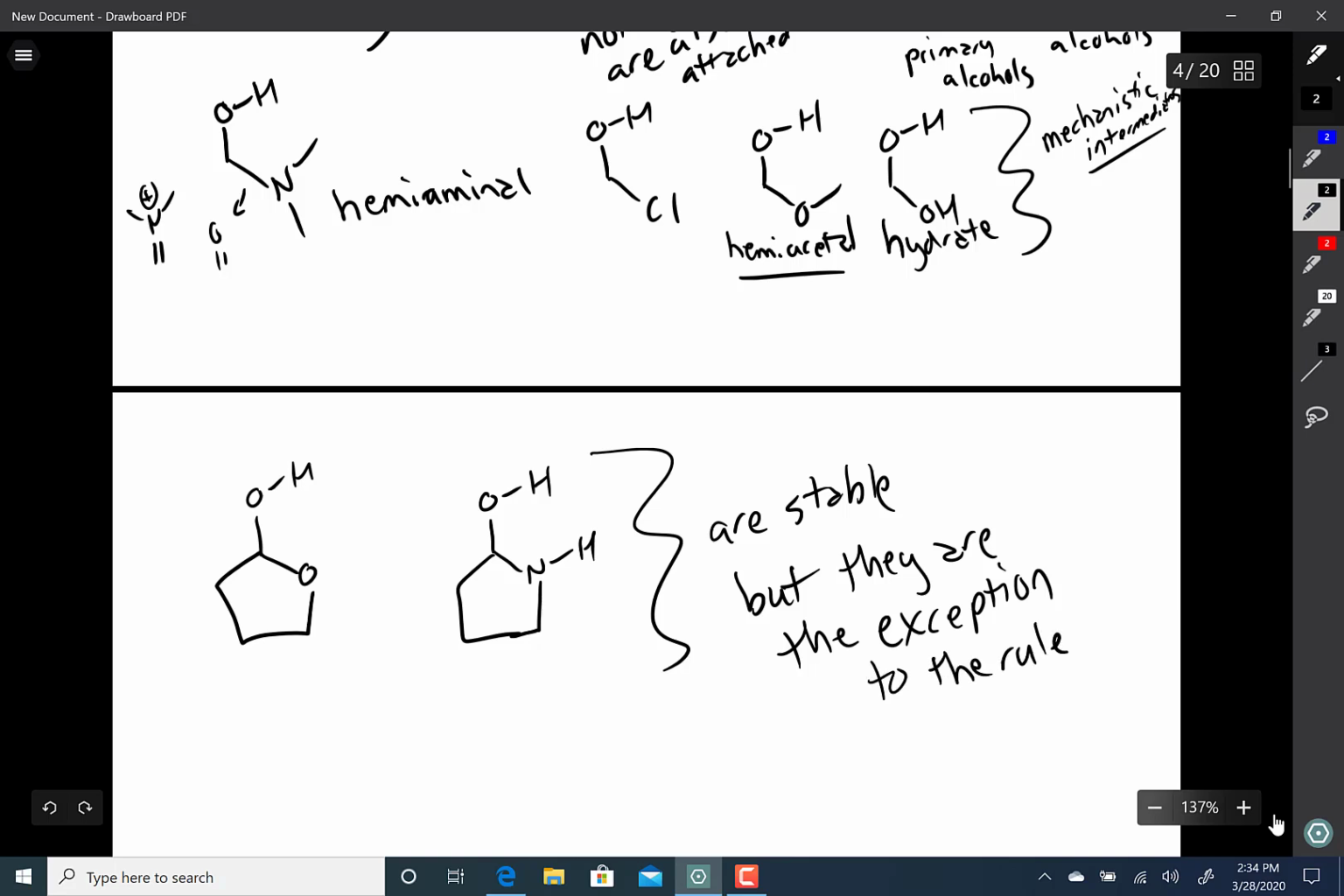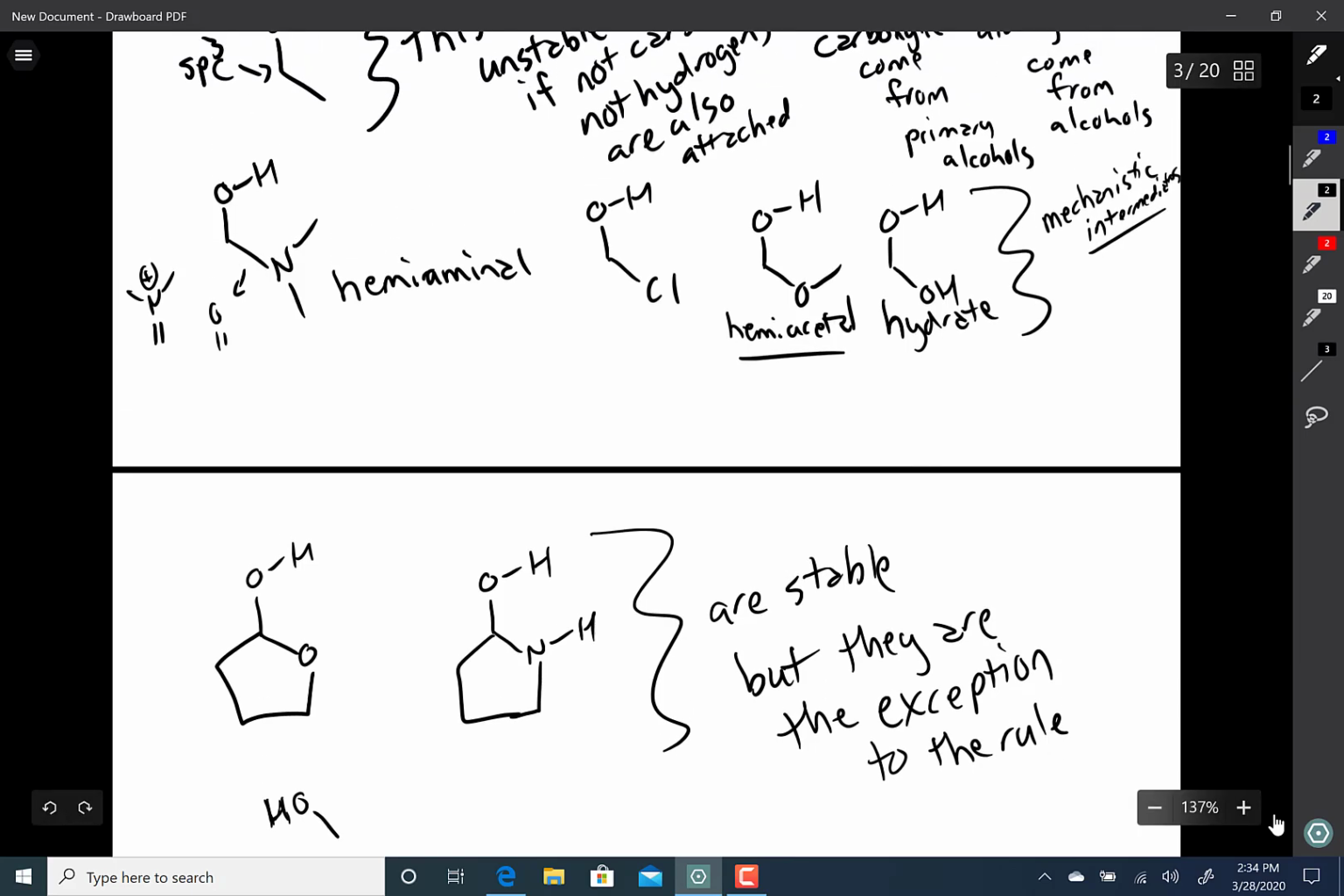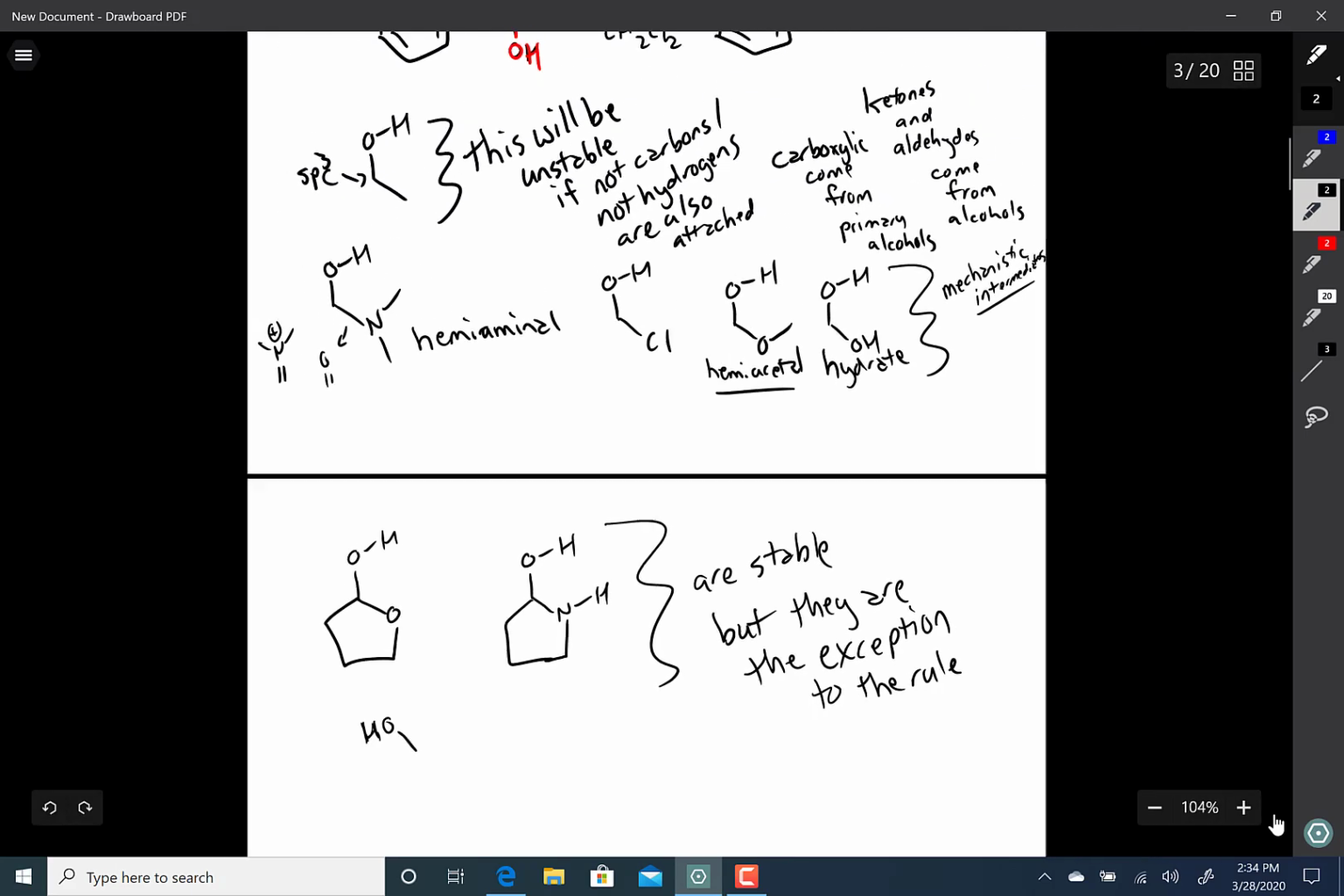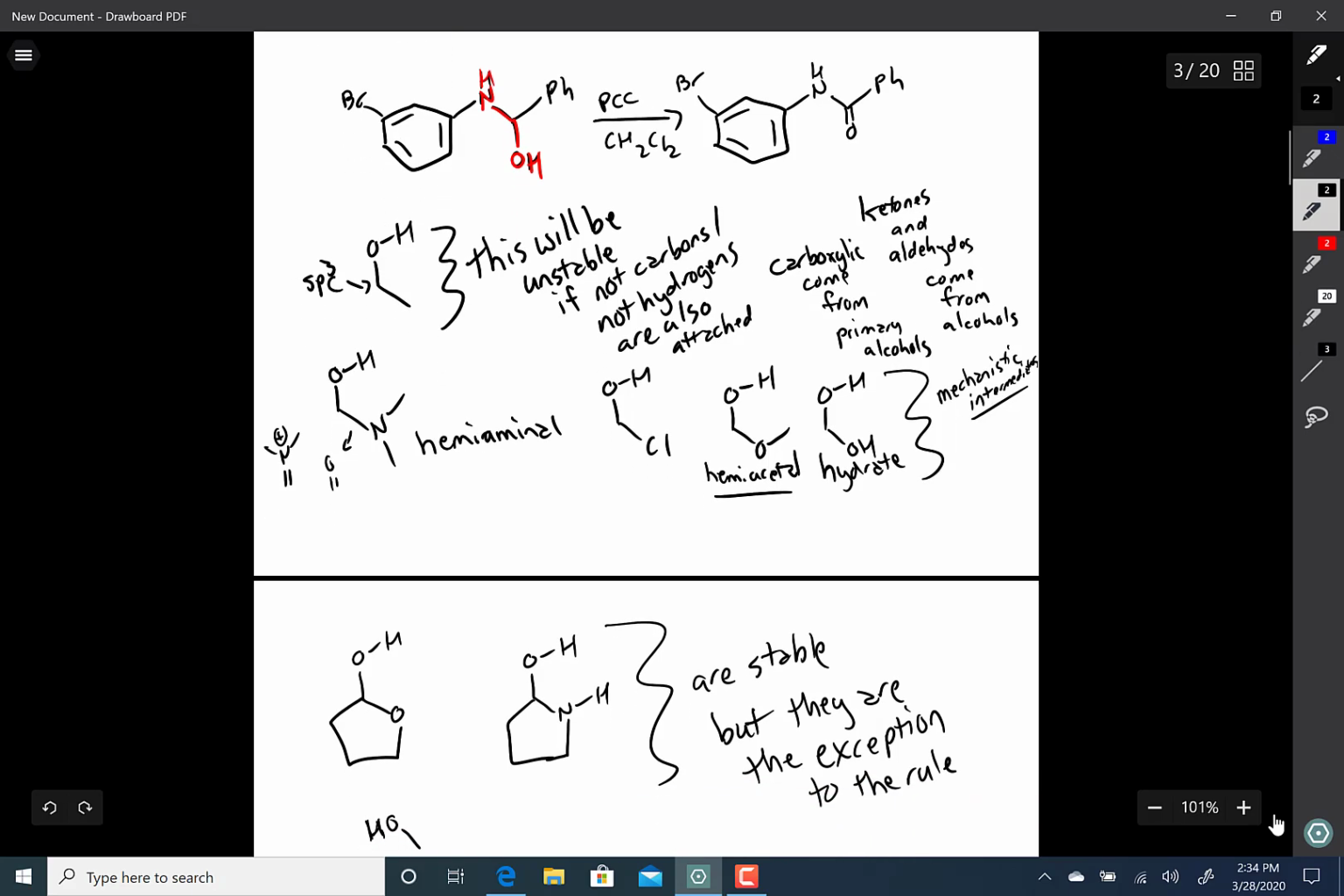If you ever draw an OH attached to an sp3 carbon, and there's something else that's not a carbon or hydrogen attached to that sp3 carbon, chances are that molecule is going to be unstable and you can't put it in a bottle. If you can't put it in a bottle, then you can't use it in a synthesis problem. It's not a valid starting material. So watch out for these.